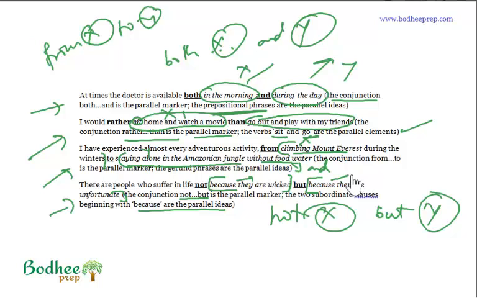So here you have clauses. Here we had gerund phrases. Here we had the verbs sit and go. Here we had the prepositional phrases. So again we see that anything and everything can come in parallel, and usually the conjunctions are the parallel markers of the parallel ideas. So this is all about parallel construction, and this may not be enough. You have to go through as many solved examples as possible. Please go on to our website, bodheeprep.com, and you will find the segregated problems on modifiers, parallel construction, subject verb agreement, and many other similar topics.